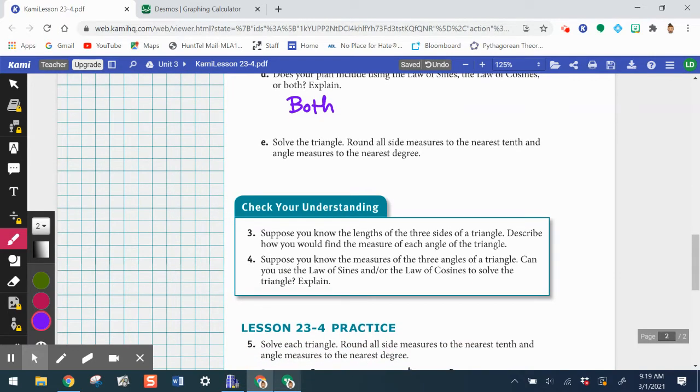And I want to highlight some important points in item E. We're going to round all side measures to the nearest tenth and all angle measures to the nearest degree. So make sure you do that. At this point, let's pause the video and see what we can do in solving the triangle.